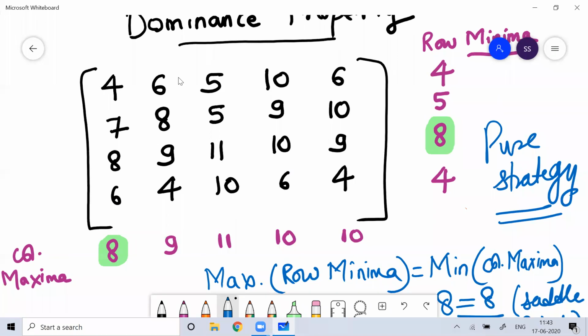Similarly, column wise, you find the maximal element. Row wise, find the smallest element, and column wise, find the maximal element. Then out of all row minima, you take the element which is the largest one, and out of all column maxima, you take the element which is the smallest one, and you have to make them equal. If they are equal, then it is a problem of pure strategy, and this problem is done.